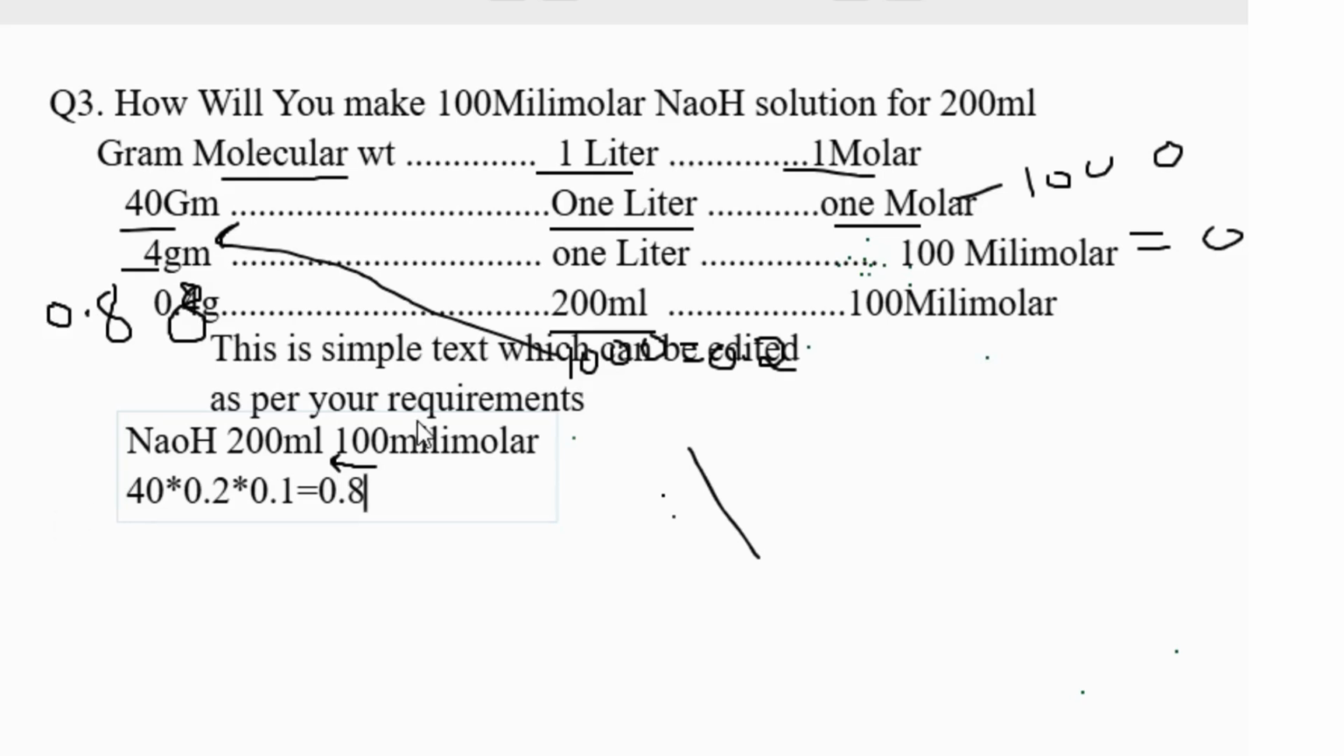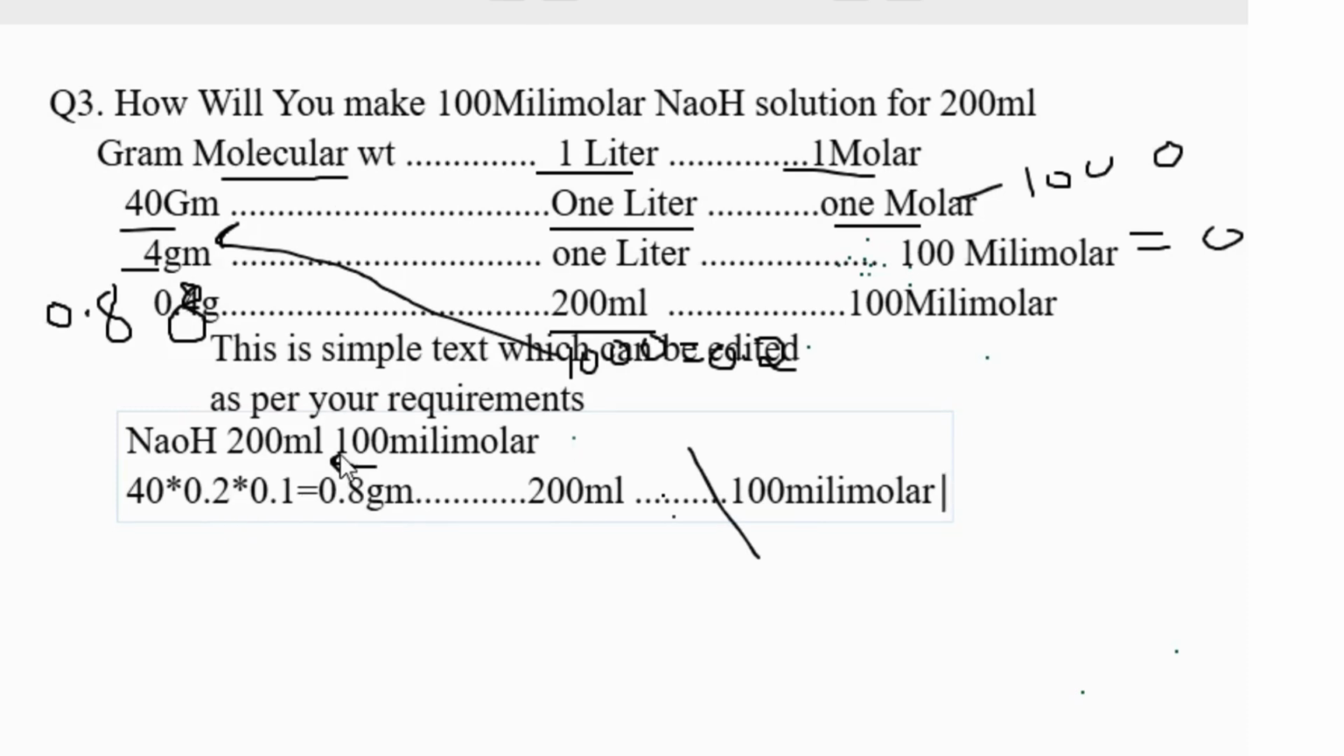That means if you take 0.8 gram and dissolve in 200 ml, it will give the concentration 100 millimolar. That is the whole meaning of these things. So this is a shortcut, correct?